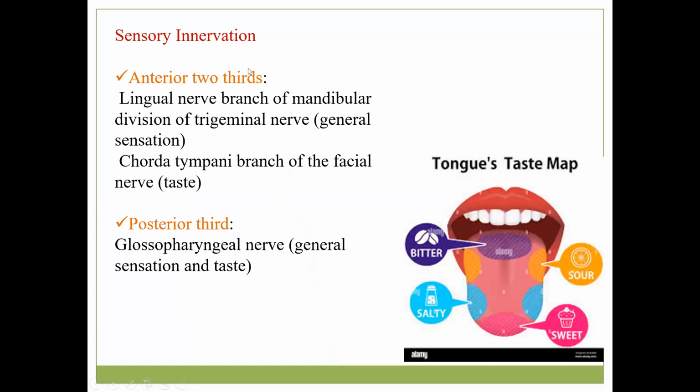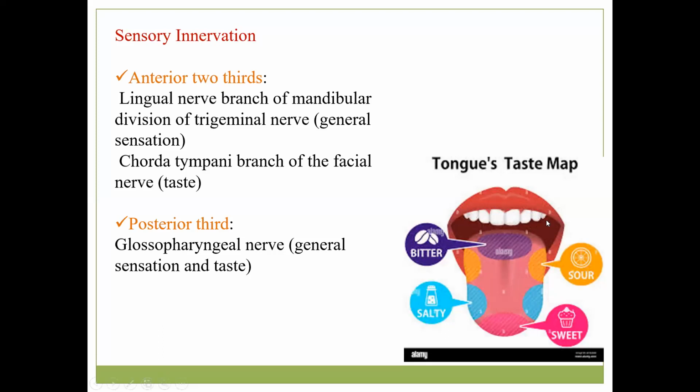Then the sensory innervation. Anterior two-thirds sensory innervation comes from the lingual nerve, a branch of the mandibular division of the trigeminal nerve. Taste sensation comes from the chorda tympani branch. And in the posterior third, both general sensation and taste come from the glossopharyngeal nerve.